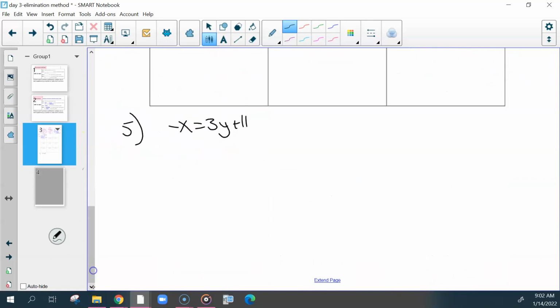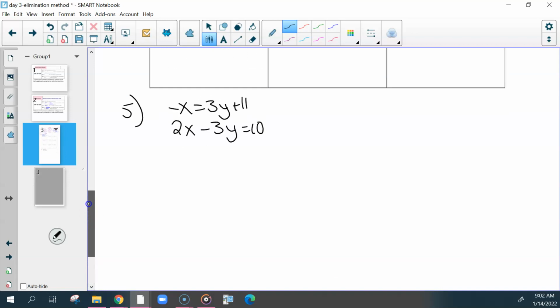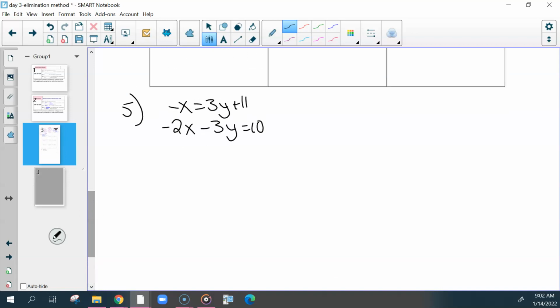2x minus 3y equals 1. First, our x's and our y's, yes. It's not negative. Okay. The 2 or the 3? Okay. First, the x's and the y's and the constant are lined up, but the equal sign isn't.